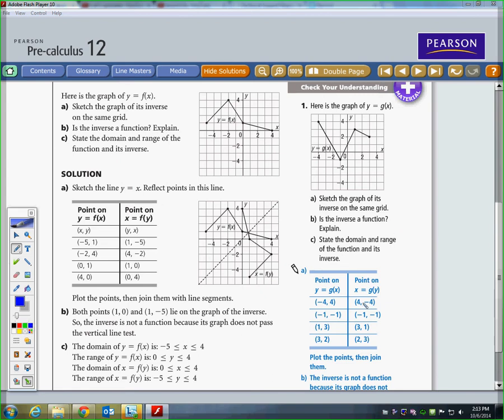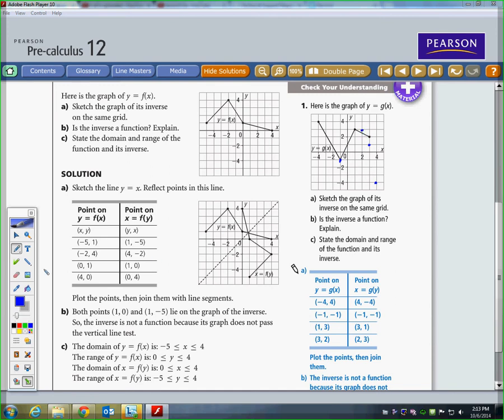So if I'll just take a moment, this negative 4 comma 4, the inverse will be 4 comma negative 4, so it'll be over here. Negative 1 comma negative 1 will stay the same. And then this point 1 comma 3 will become 3 comma 1, will be over there. And our last point 3 comma 2 will become 2 comma 3.